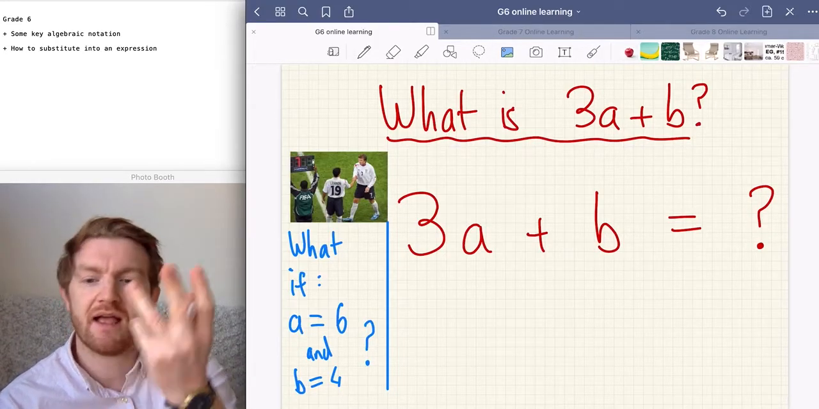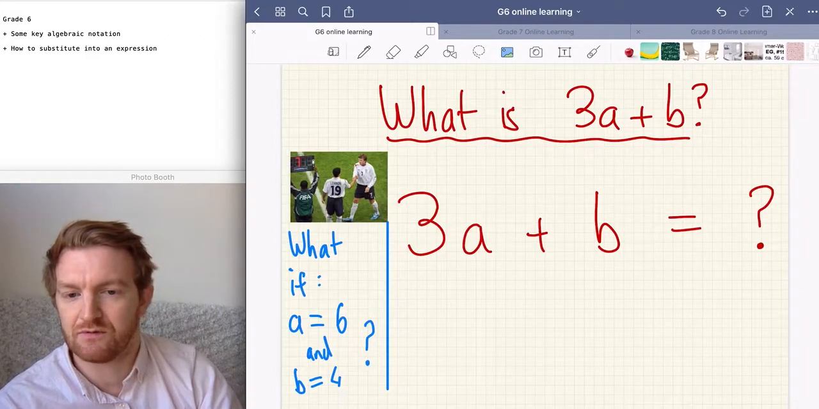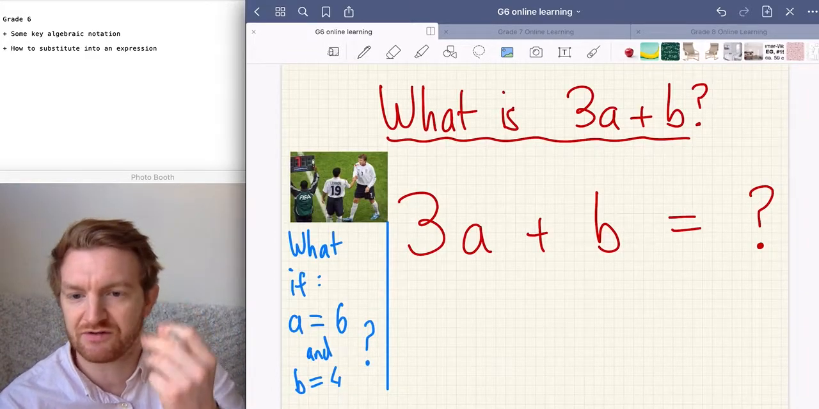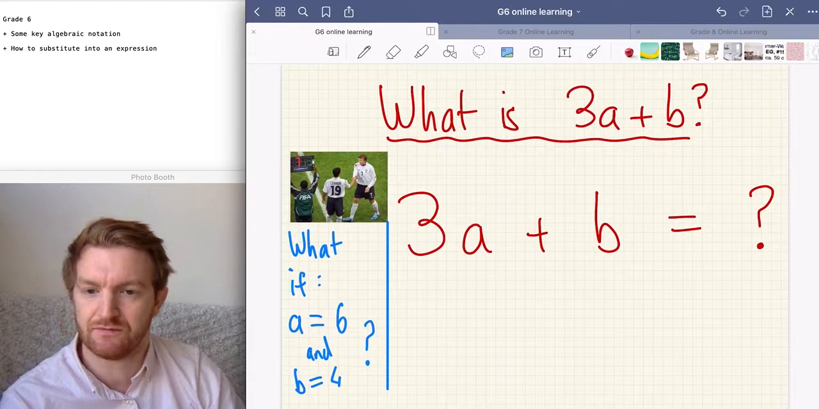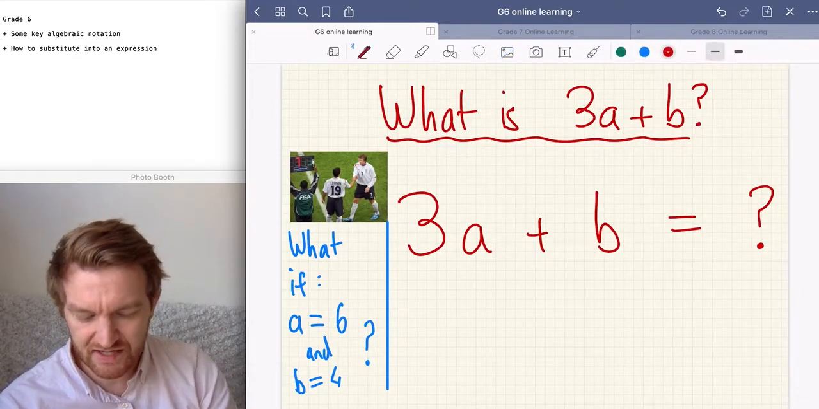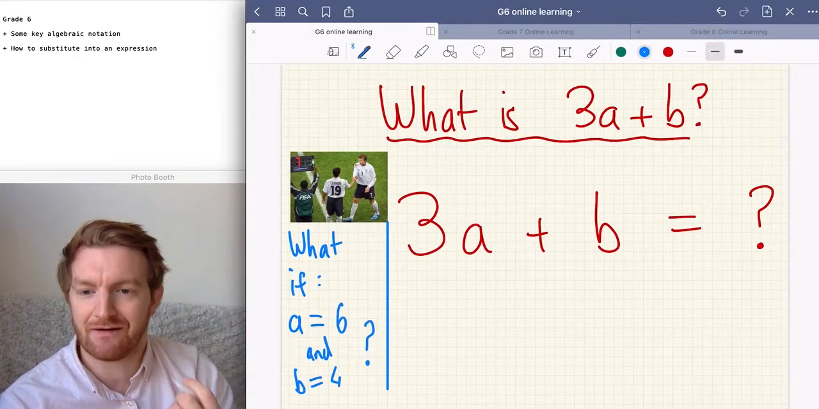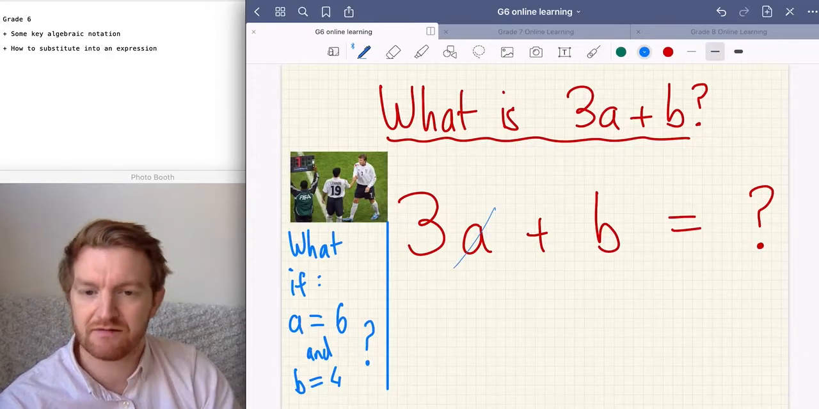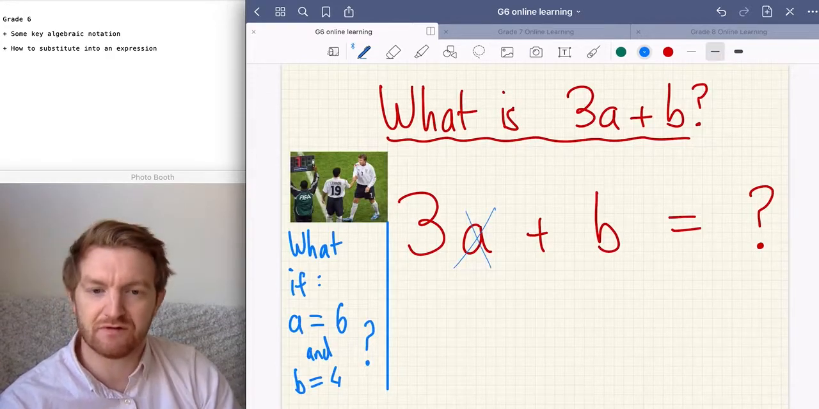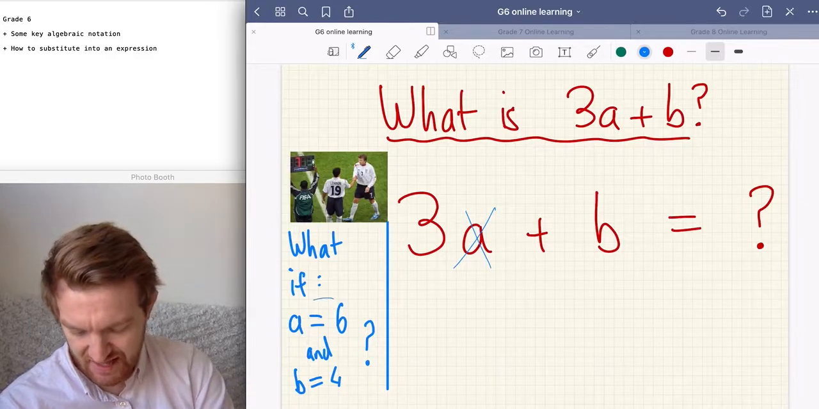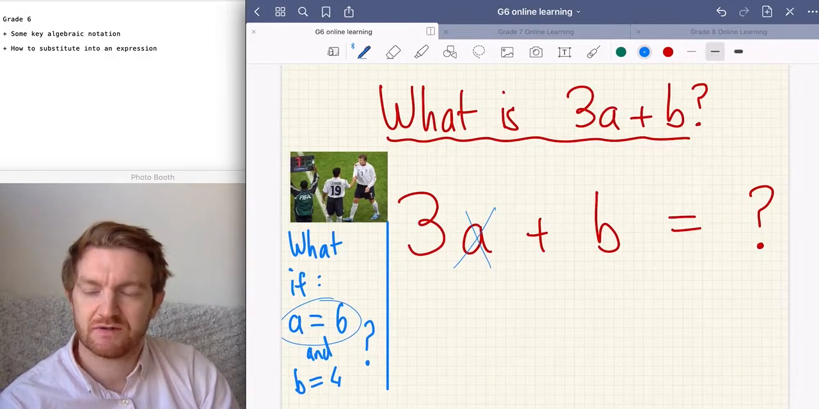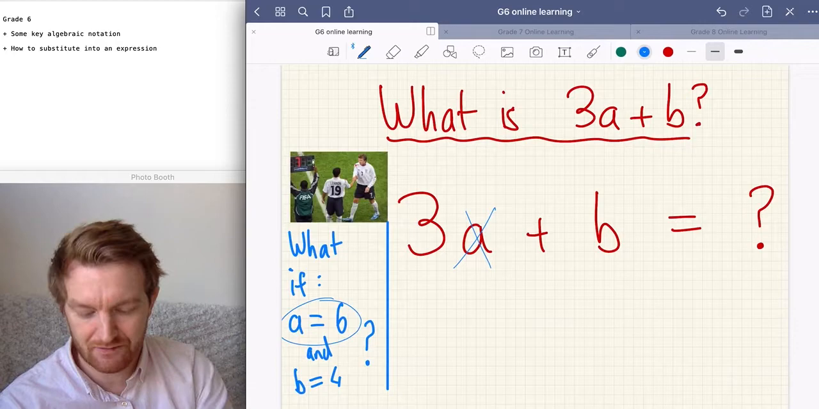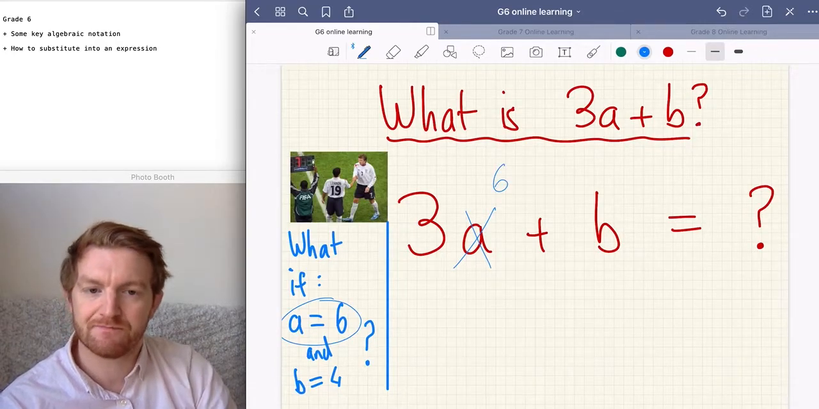So I'm telling you that A is 6 and B is 4. You go on holiday and I say an apple costs you 6 and a banana costs you 4. So you say, okay, we're going to substitute. We're going to take something out first. I'm going to take out the A. I'm removing it from the question because I know that A is worth 6. So anytime I see an A, I'm going to take the A out and put a 6 in.